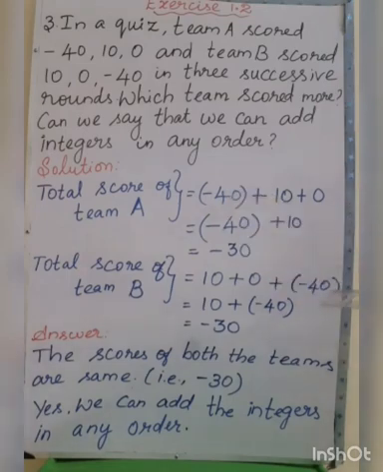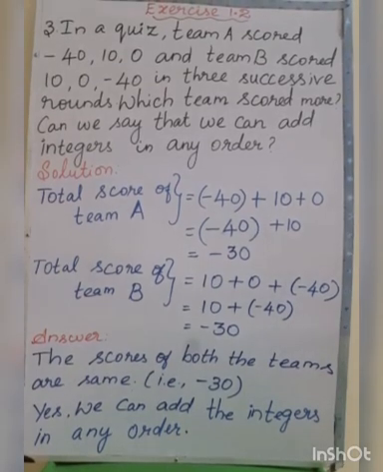Team B's score of minus 40 is the third number. The 10 is the second order for team A, but for team B it is the first order. The last one, 0, is the third order, and for team B the 0 is the second order. So the order changes, but in addition the total, I mean adding these three numbers, the answer is the same. Yes, we can add integers in any order, but the answer is the same.